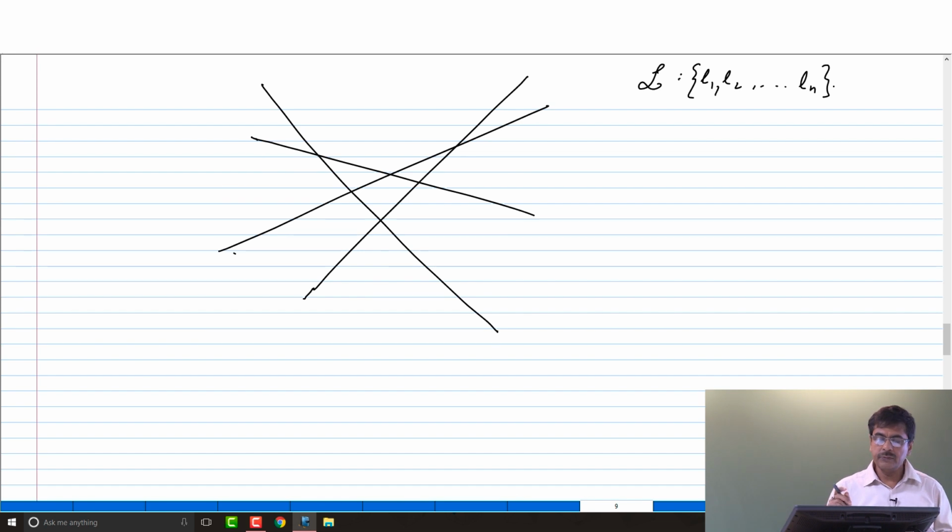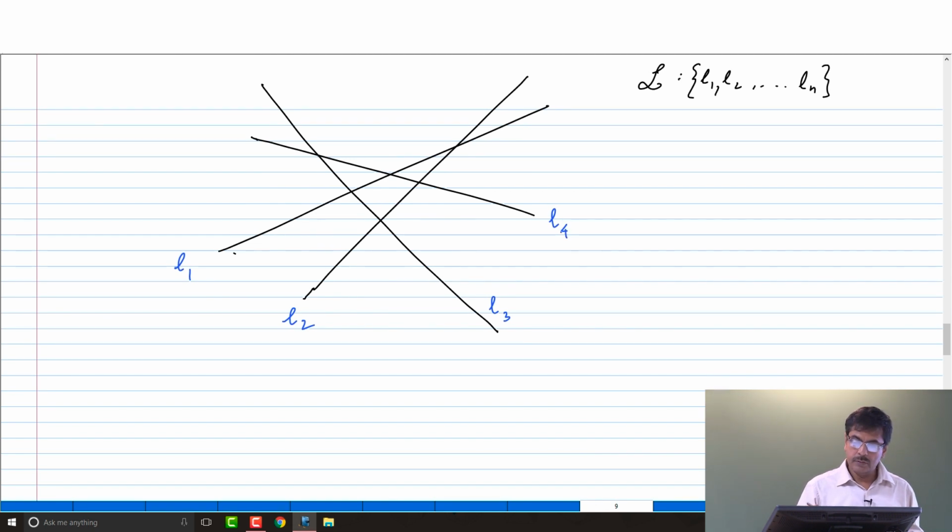So the first thing to note about such a structure is, okay, let me just label them first. So there are only four lines I have drawn. Okay, four lines. So I have these four lines. Of course, in general, there are many more lines. So what is the partitioning that it imposes on the plane?